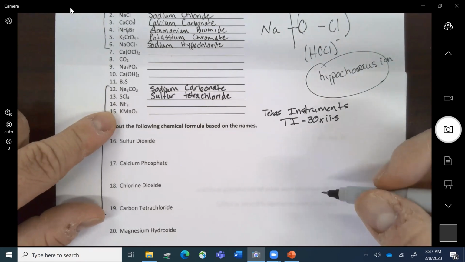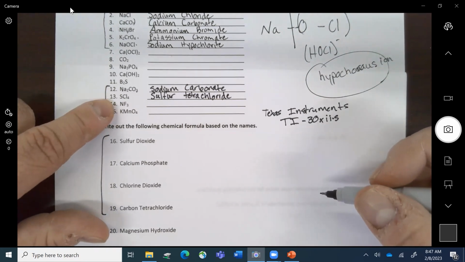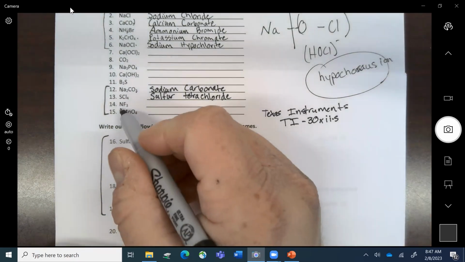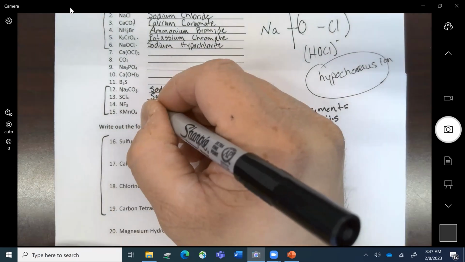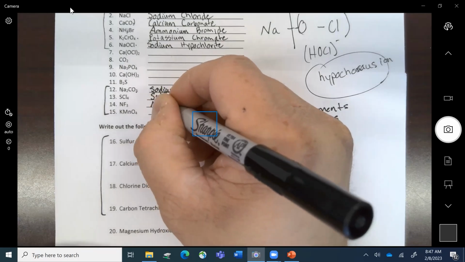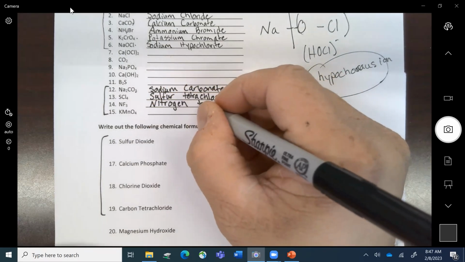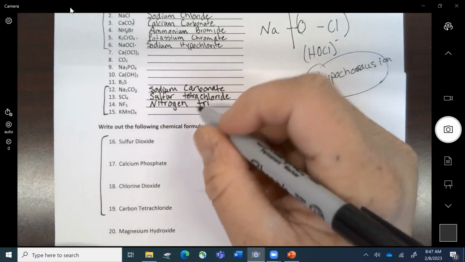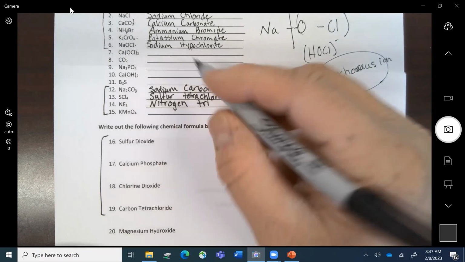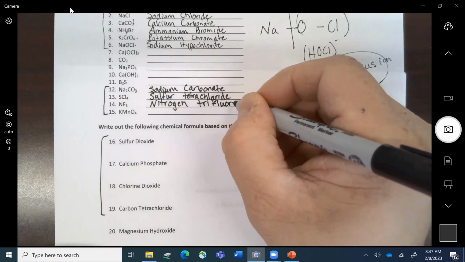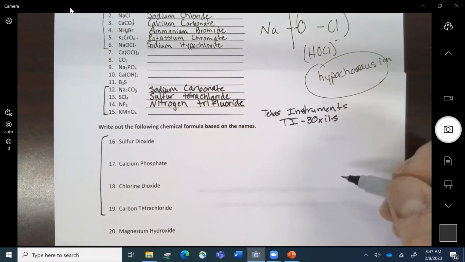NF3, 2 nonmetals bonded together, and there's not a metal with it. So even if it was a polyatomic ion, it is not. So there's only one N, and N, if you use your periodic table, is nitrogen. 3 is tri. And then F stands for fluorine. And remember, on that, you drop the ene and add ide. So nitrogen trifluoride.